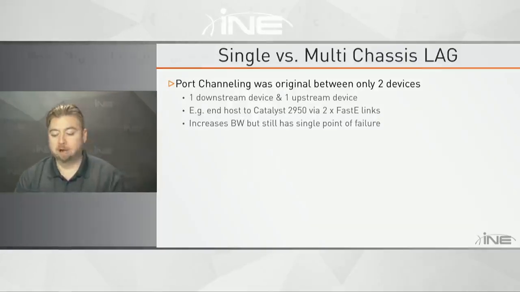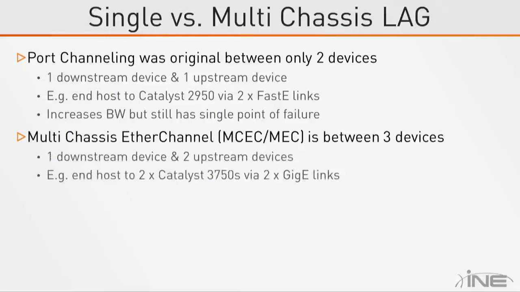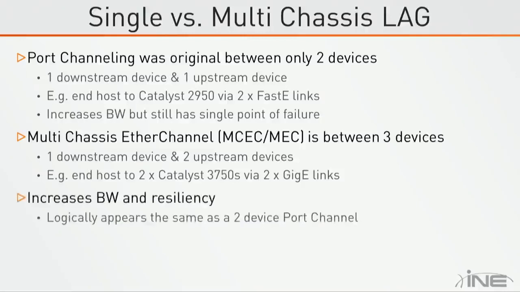Okay, so by trying to solve both at the same time, we're going to have the network wired as a physical triangle. So we're going to have 3 boxes as opposed to 2. We're going to have one downstream device and then 2 upstream devices. So for example, the end host is going to be multi-homed to 2 Catalyst 3750s via 2 gig links, and then logically this is going to form a 2 gig port channel. So we're increasing the bandwidth and we're increasing the resiliency, because if one of the links goes down or one of the upstream access switches goes down, the end host is going to be able to heal the traffic forwarding around this failure.